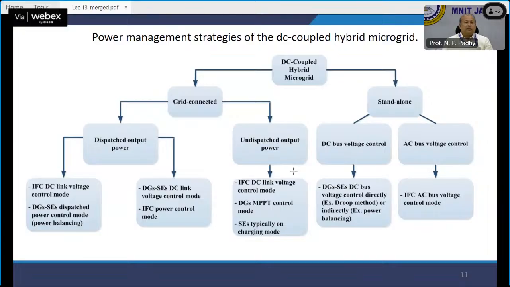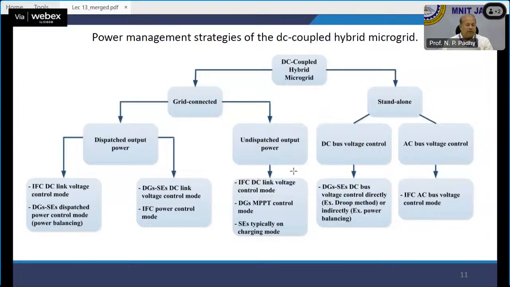Now, power management strategies of the DC coupled hybrid microgrid are further complicated, which is one grid connected and the other standalone. Grid connected, again, we have dispatched power output and undispatched power output. When you say dispatched output power, it means my IFC is in DC link voltage control mode, and DGs and ESs are in dispatched power control mode. In the other type, the DG and ES are in DC link voltage control mode and the IFC will be in power control mode. So we can have power and voltage control depending upon your choice.